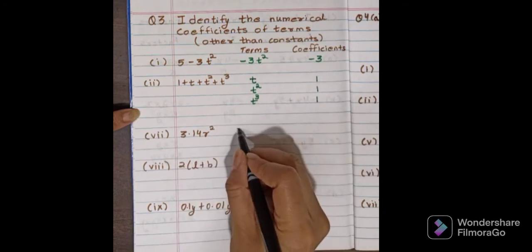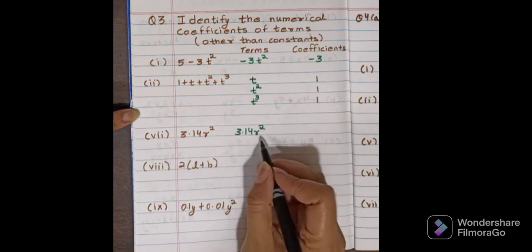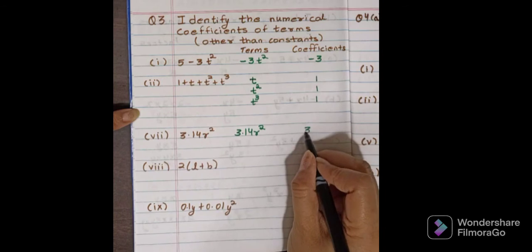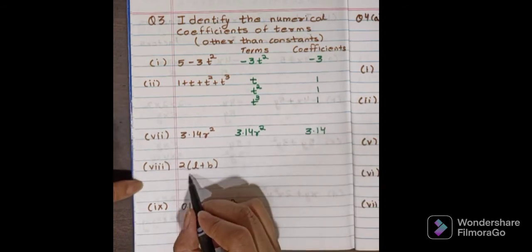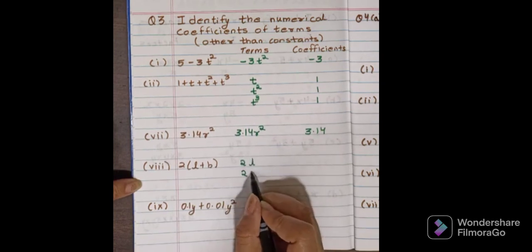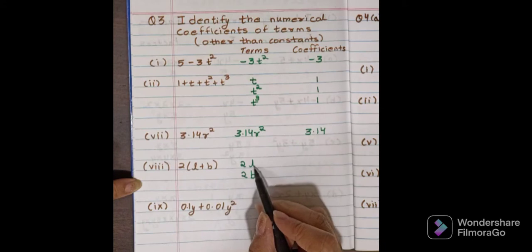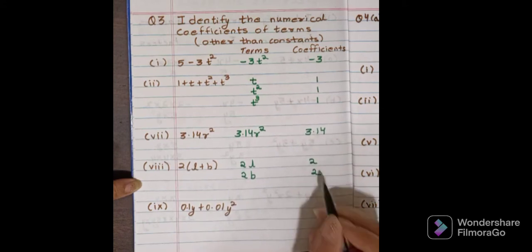The next is 3.14 r square. So it has only 1 term and the numerical coefficient is 3.14. The next, we multiply 2 with L and also 2 with B because 2 is outside the bracket. So we have 2 terms, 2L and 2B. Their numerical coefficients are 2 and 2.